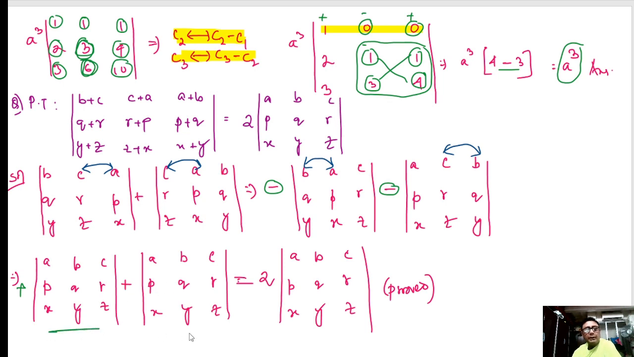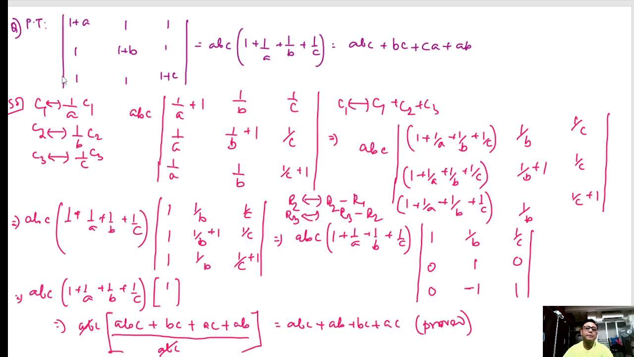So this determinant and this determinant value is the same. So it is twice of this. Clear? It is twice of this. We have to prove only that this determinant is twice of this. Let's see the next one.